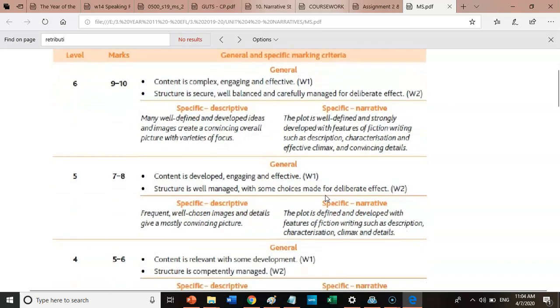So the next band is similar, but whereas here it's complicated, engaging and effective, down here it's developed, engaging and effective. It's well managed, it's not necessarily done for deliberate effect, and some of it is done for deliberate effect. So this is like 90% success, whereas this is more like 75-80% success. But notice that to get into this band, you still need to have description, characterization, and climax. But here, you don't have those convincing details. So that's kind of the difference.